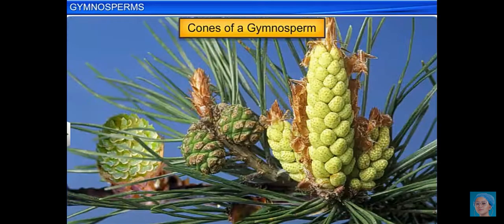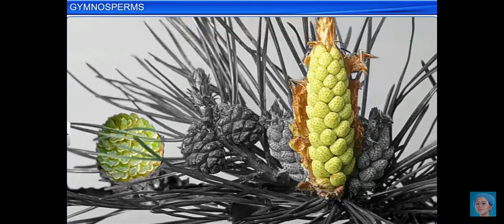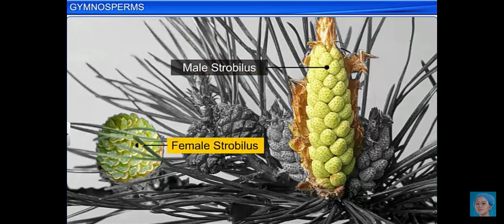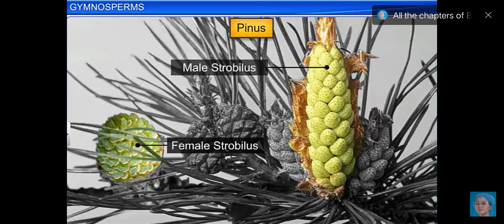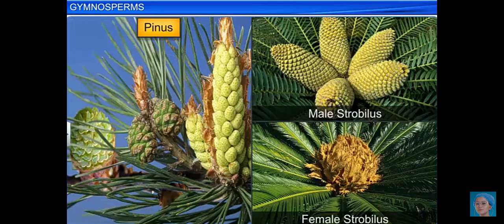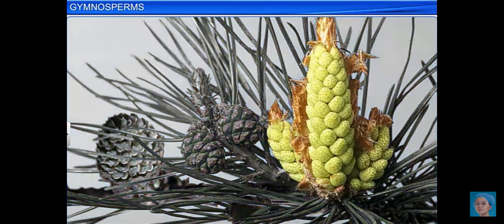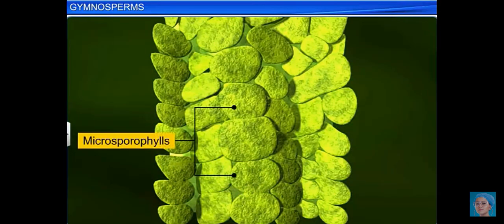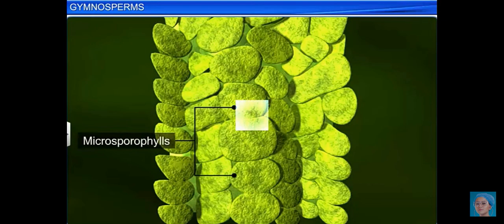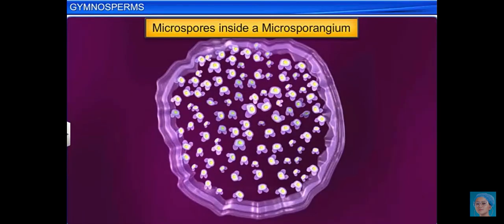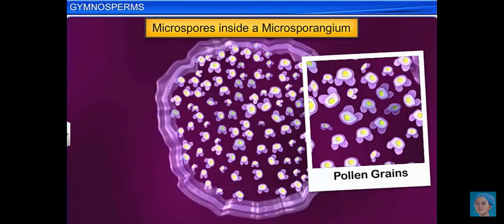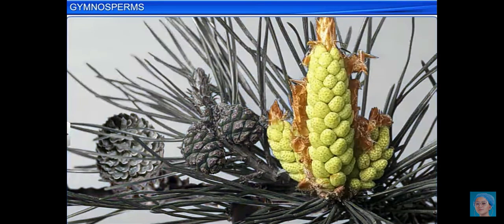The reproductive structure of a gymnosperm is called a strobilus or a cone, and gymnosperms have both male and female strobili. Interestingly, the strobili may be borne on the same tree as seen in Pinus, or on different trees as seen in Cycas. The male strobilus has spirally arranged leaf-like structures called microsporophylls, which bear microsporangia, a structure that produces haploid microspores. A few microspores develop into male gametophytes called pollen grains, and the rest degenerate. Another name for male strobili is microsporangia.